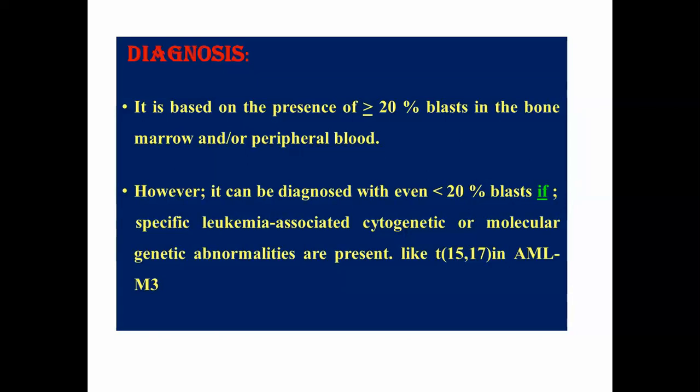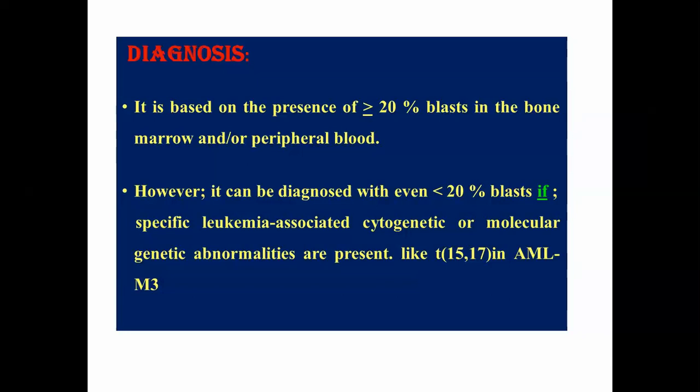Acute leukemia, to be diagnosed, I need first of all the presence of blast cells, the malignant cells. They need to be more than or equal to 20% in the peripheral blood or in the bone marrow or both of them. However, it can be diagnosed with even less than 20% blasts. In which situation? In general, I احتاج 20% او اكثر من 20% of blast in the peripheral blood and bone marrow or one of them.